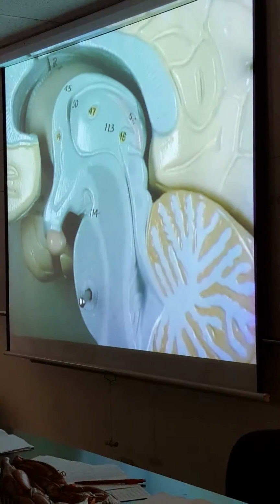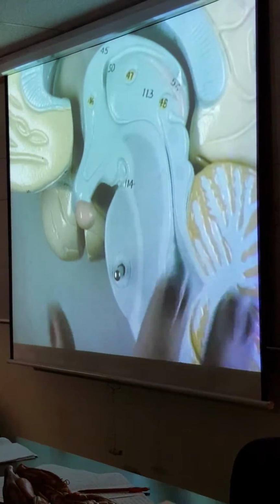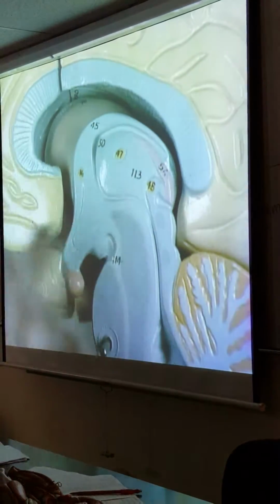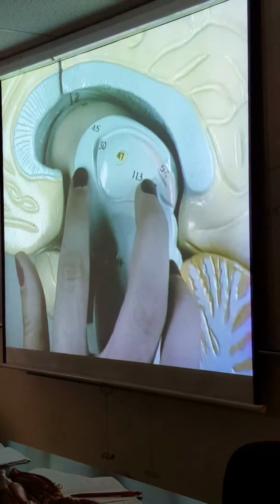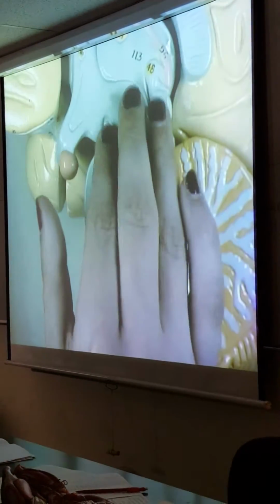Taking a quick step back to the white matter of the cerebrum and our tracts, we have three commissures here. We have the corpus callosum, the anterior commissure, and the posterior commissure. These help the two halves of the cerebrum to communicate. All right, moving down to the brainstem.